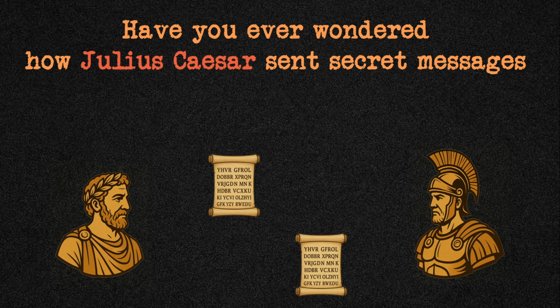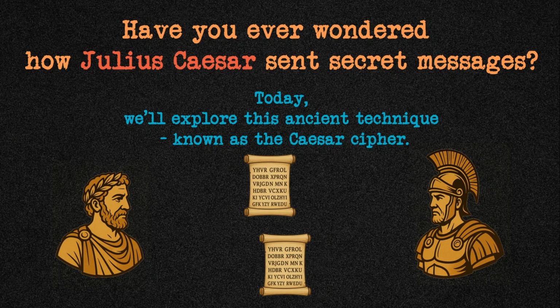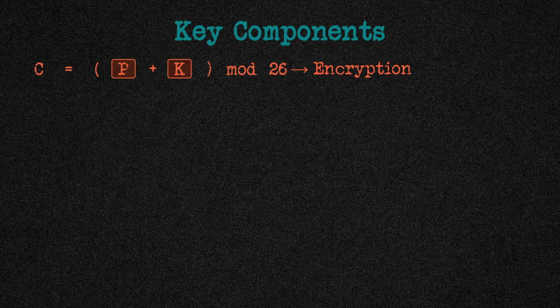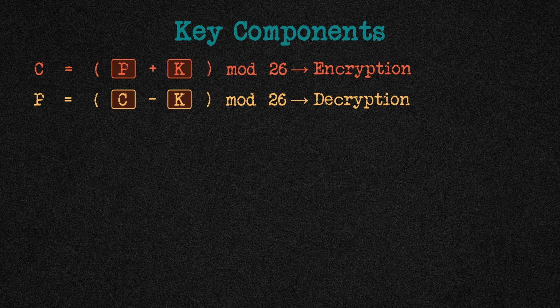Have you ever wondered how Julius Caesar sent secret messages? Today, we'll explore this ancient technique known as the Caesar Cipher. The Caesar Cipher uses two simple mathematical formulas, one for encryption and one for decryption. Let me show you how we transform plaintext into ciphertext, using each component of the cipher.